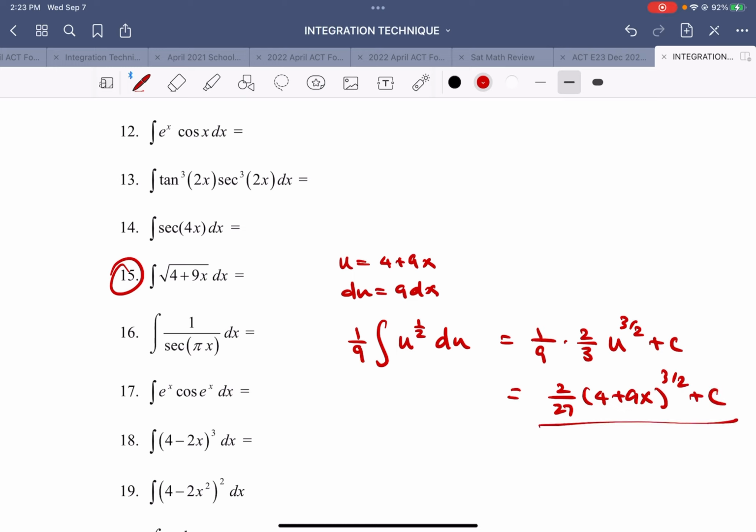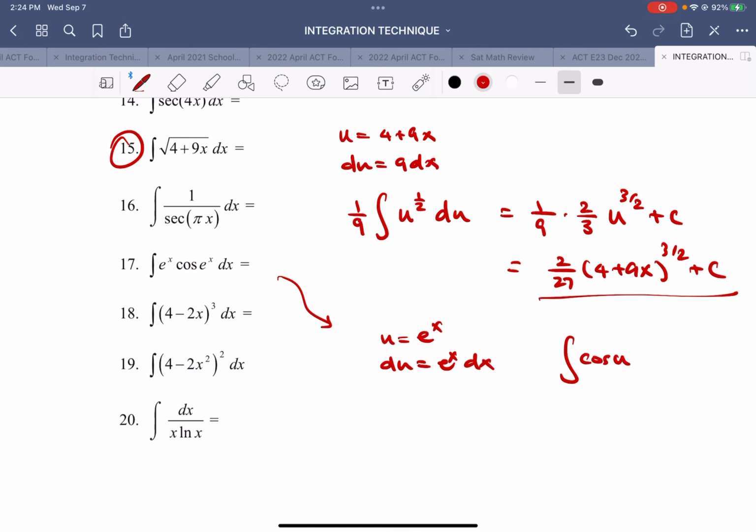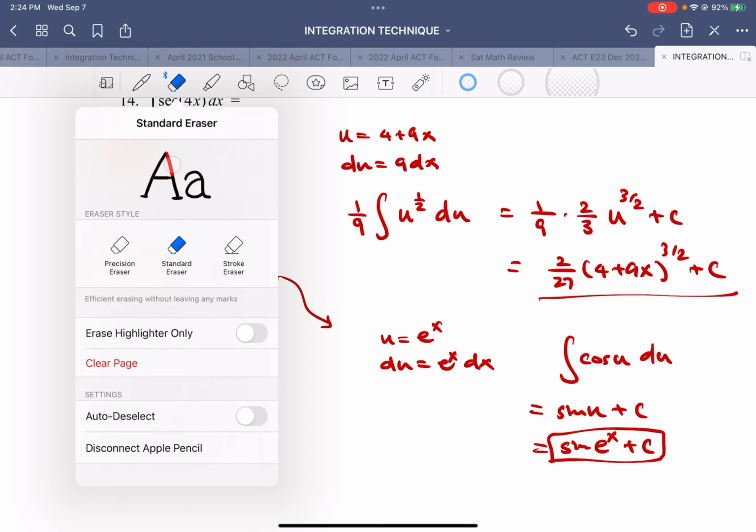Okay. Now, the next one is number 17. Let's do 17 here. So let's say u equals e to the x, right? Then du is e to the x dx. Then the integral of cosine u du will be sine u plus c. So sine of e to the x plus c will be your final answer for number 17. Okay, just u substitution. Now next one I want to do is number 19.